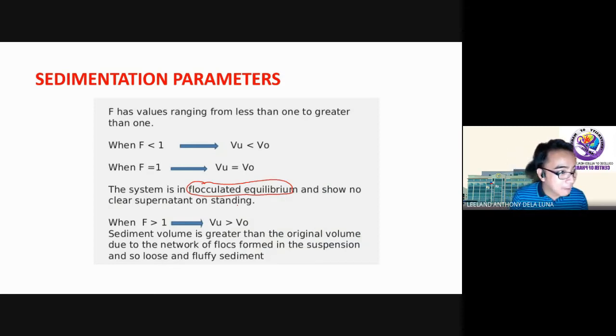Ibig sabihin, class, mas mataas ang volume ng suspensoid, ng internal phase natin, kesa sa buong solution. So, sediment volume is greater than that of the original volume due to a network of floc formed in the suspension. And so, loose and fluffy sediments start to form. So class, kapag greater than 1 na yan, we don't want that to happen. Kasi ito yung mga suspension that are at a high risk for creating cakes. Mas high ang risk nila mag-create ng cakes. Are we good?